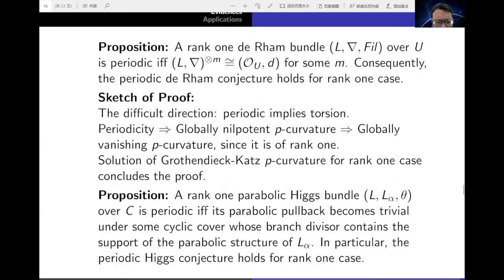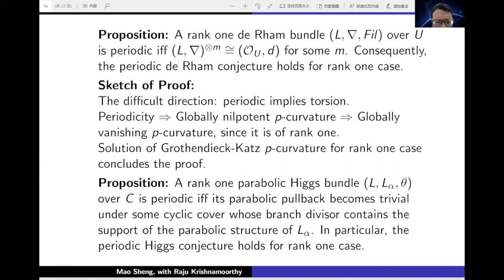Here's also the statement for the periodic Higgs version. Here's also a classification: a rank one parabolic Higgs bundle over C is periodic if and only if its parabolic pullback becomes trivial under some cyclic cover whose branch divisor contains the support of the parabolic structure of L alpha. It's a little bit complicated, but basically it's also a kind of torsion statement. Here we need to use the result of Pink, and also a specialization result of Masser. The Pink result is really essential here. Pink has a result characterizing torsion points of abelian varieties over C. So it fits this framework very well.